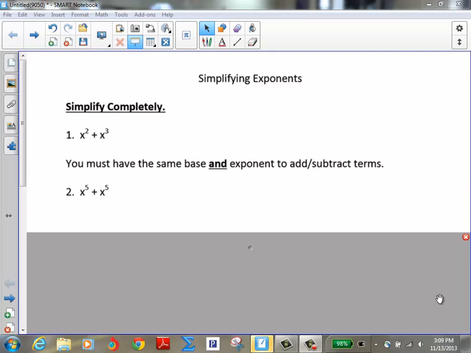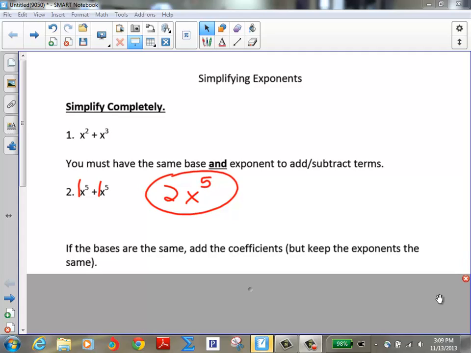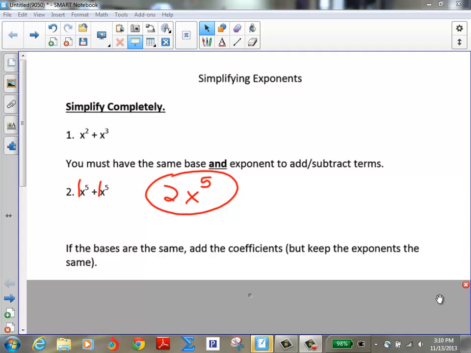As we move to the next one, x to the fifth plus x to the fifth, we do have like bases, in this case the x, and we have like exponents, the 5s. And so we're going to add the coefficients. We don't see anything there, so I'm going to assume they're 1s. And we get 2x to the fifth. When you add, you keep the exponent the same. So we've got a rule there for you. If the bases are the same, we're going to add the coefficients, but keep the exponents the same.